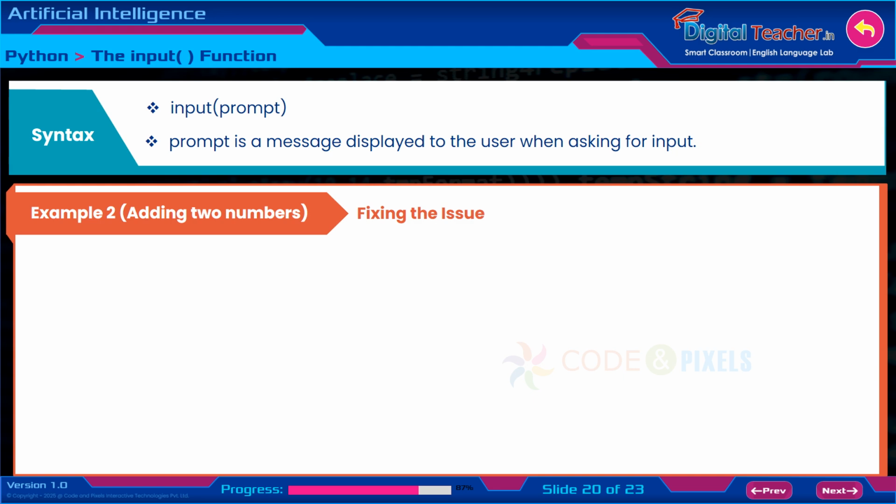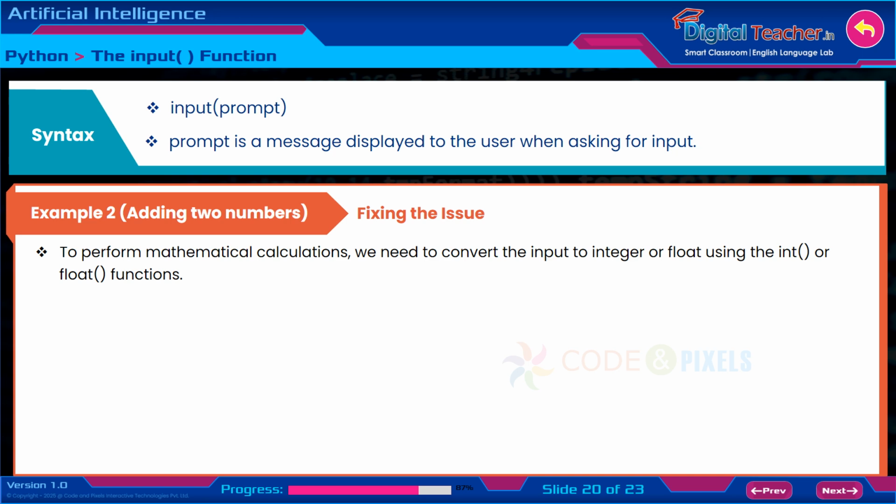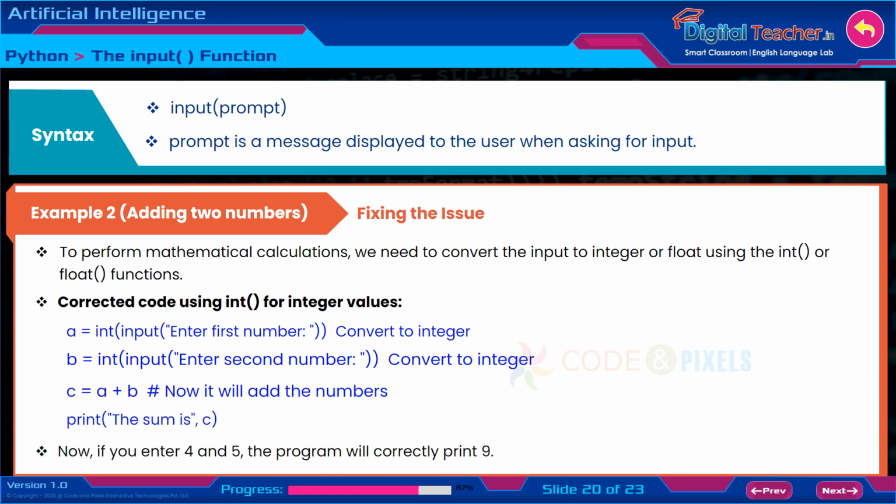Fixing the issue. To perform mathematical calculations, we need to convert the input to integer or float using the int or float functions. Corrected code using integer for integer values. Now, if you enter 4 and 5, the program will correctly print 9.